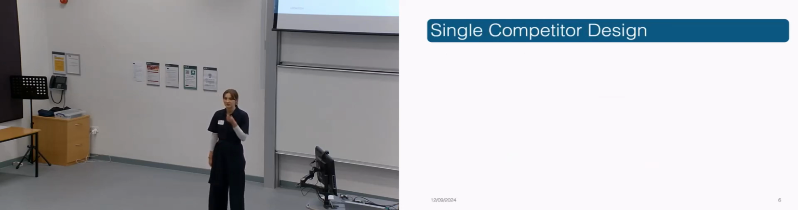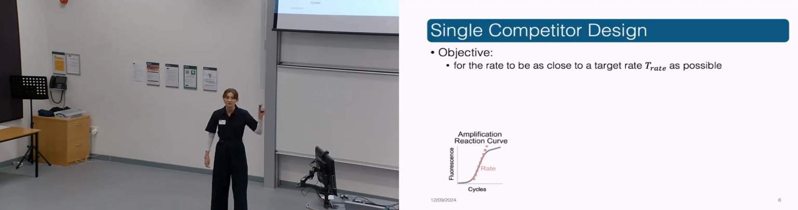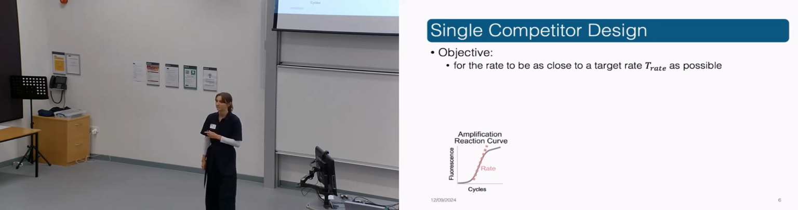So this kind of leads us onto our competitor design problem. For each competitor, we want a specific curve. It's a synthetic DNA strand that we're putting into the reaction, and it's competing for resources with the biomarker we're trying to measure. That interaction allows us to figure out how much we have.